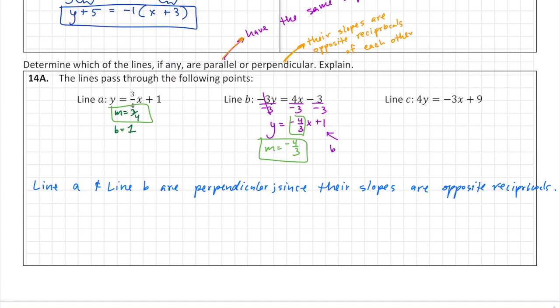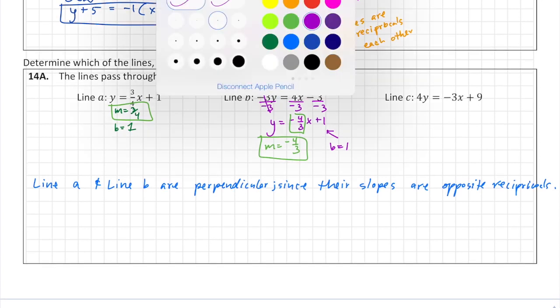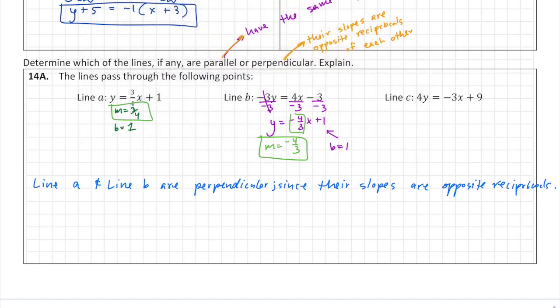Just because we could say that our b is equal to 1. Not that it really matters here. What it does mean is that since they have the same y-intercept, they're actually crossing each other at that intercept. Let's check line C now though.